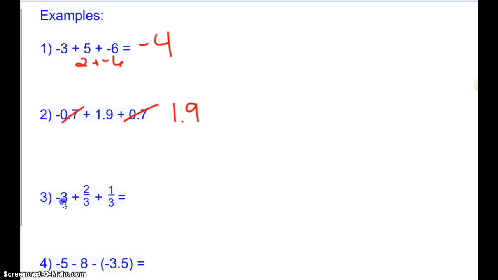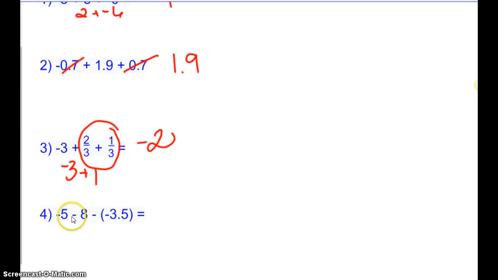Let's see this one. Negative 3 plus 2/3 plus 1/3. My associative property says I can do something out of order because it's addition. I'm going to do this first. So really I've got negative 3 plus 1. The negative 3 wins by 2. Let's see this one. What do we got?